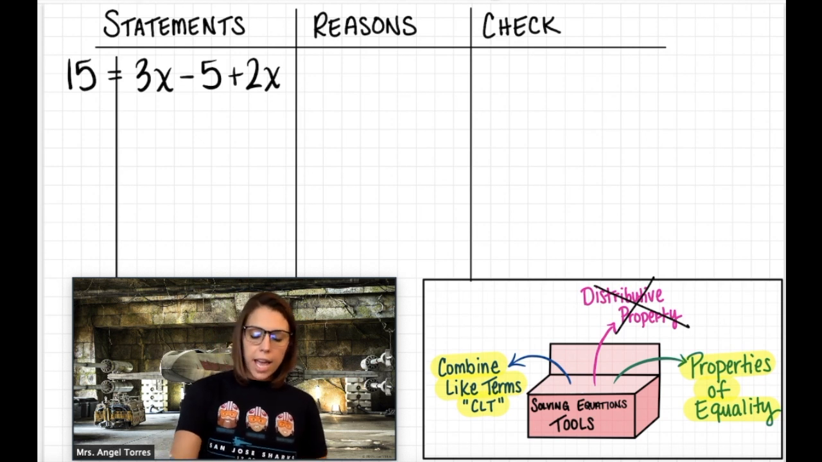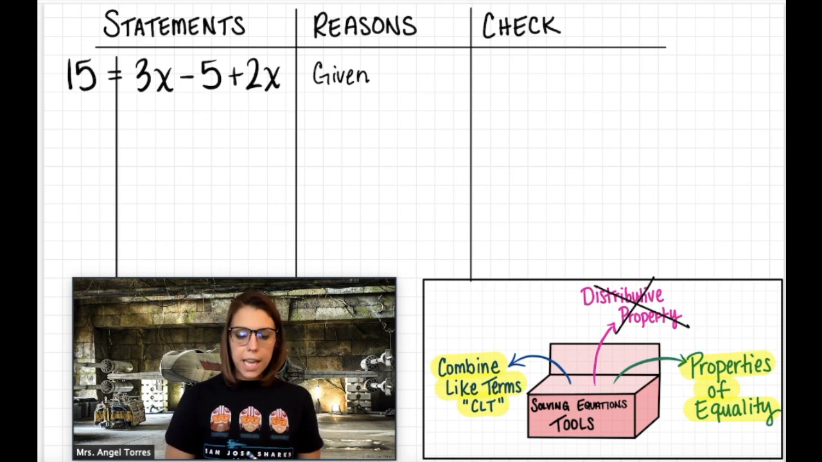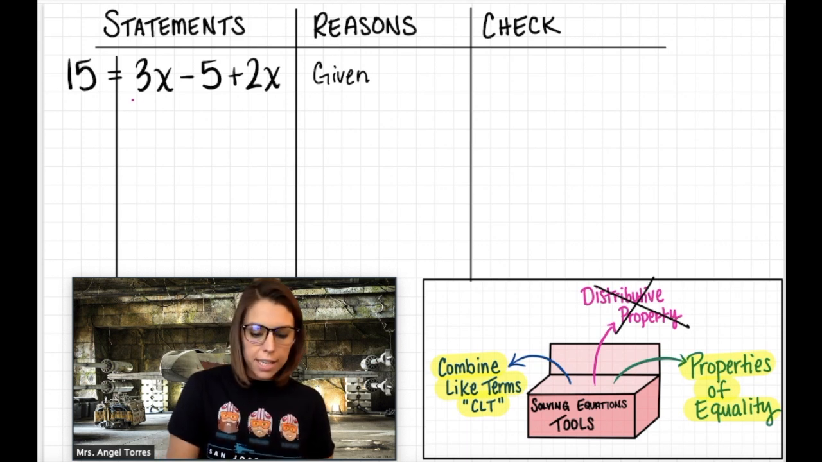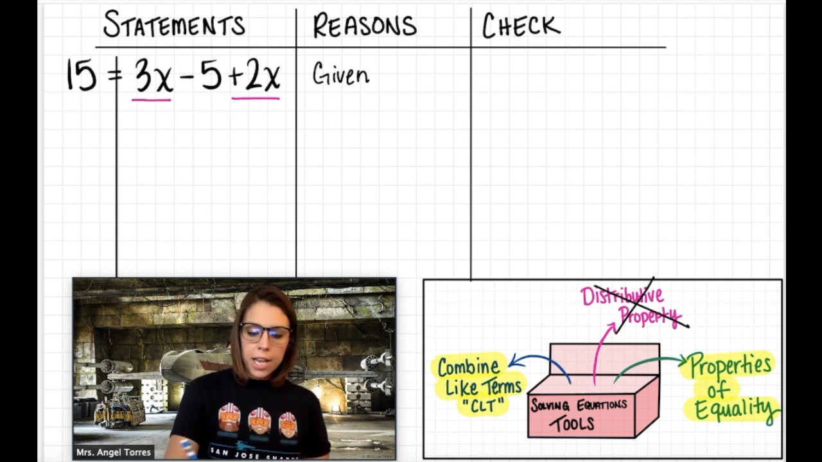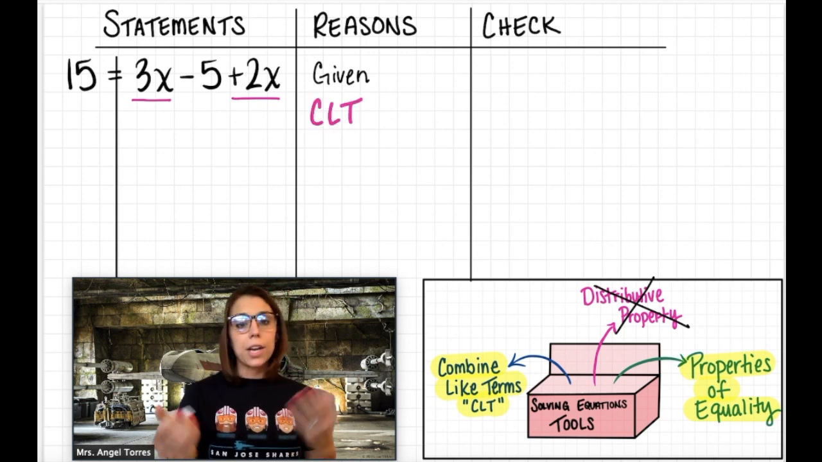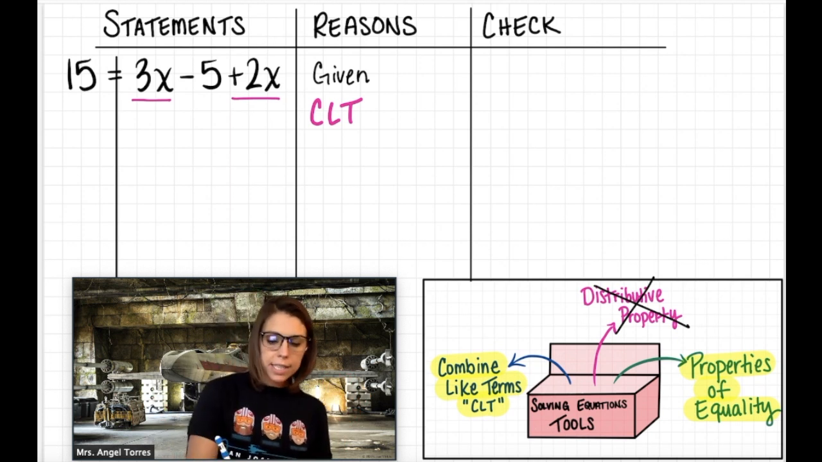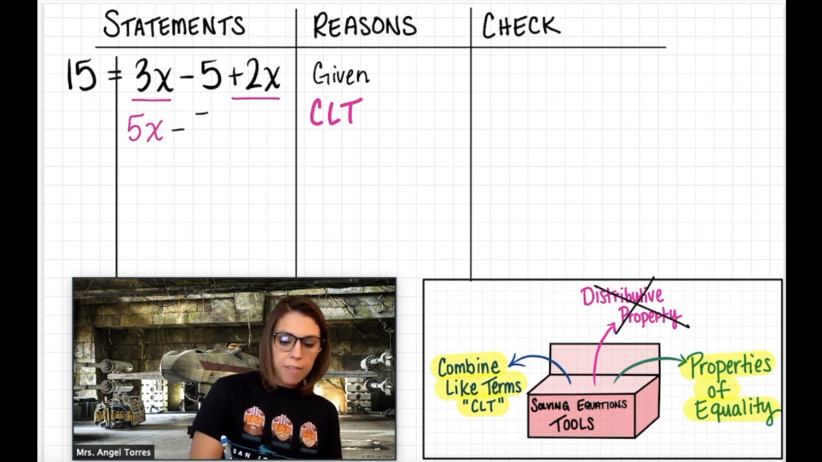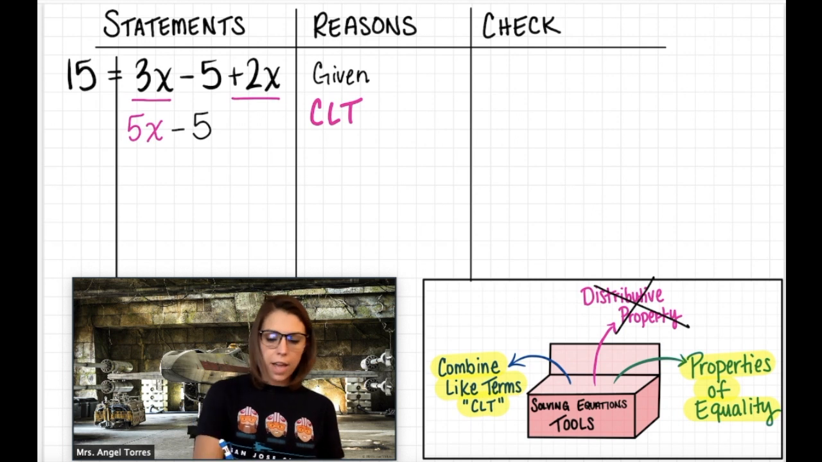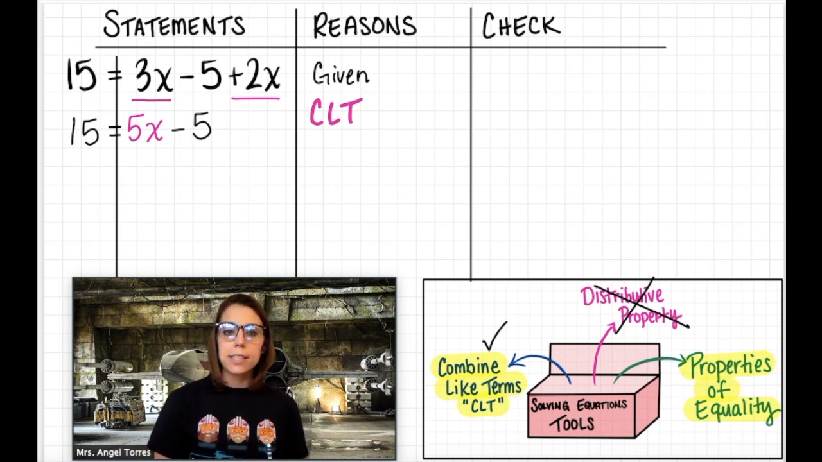So let's go ahead and take a look at our given equation here. The first thing I'm going to do is combine the like terms that I see. I see a positive 3x and a positive 2x. So I'm going to go ahead and combine or collect those into a single term. 3x's plus 2x's can simplify down to 5x's. I still have my minus 5 term, and I still have 15 on the left-hand side. So now I have successfully combined the like terms.